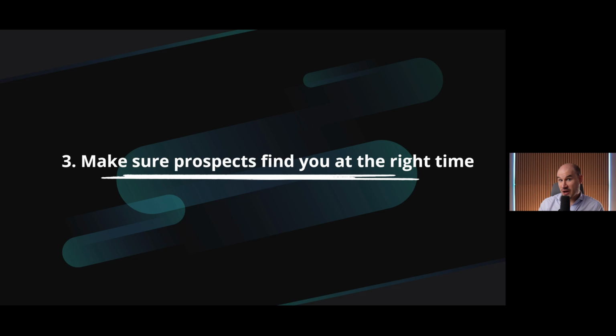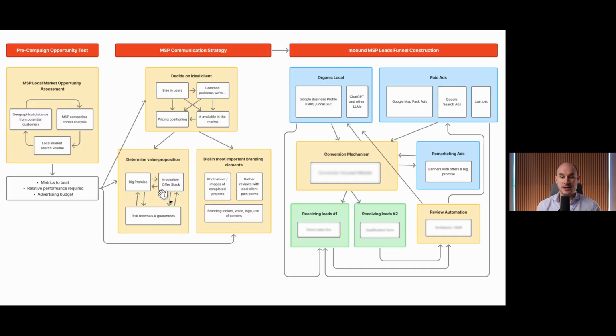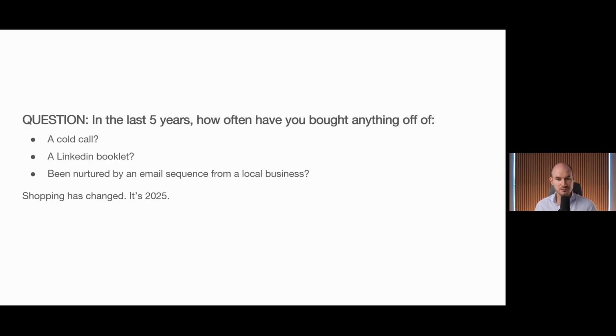So make sure prospects find you at the right time. Now we're going to get into the actual funnel construction. We have organic, local, paid ads, and remarketing ads. For organic, we're going to use your Google Business Profile and ChatGPT to attract leads. And we're going to use 4 different kinds of paid ads: map pack, search, call, and remarketing. This is going to be the basis of the traffic that you'll be generating towards your MSP.